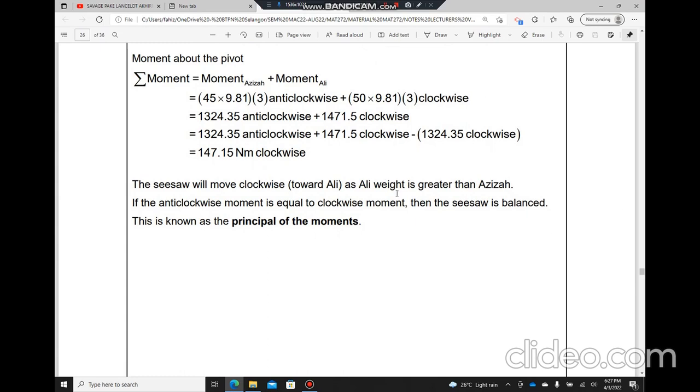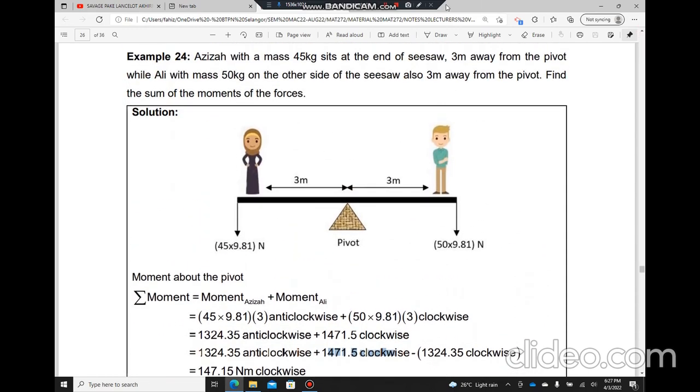So for this one, it is not equal. If you look here, there is the anti-clockwise value, and then the clockwise value. But in the case where the anti-clockwise moment is equal to the clockwise moment, then the seesaw is balanced. So we call it the principle of the moments. Okay, this is the solution for example 24.